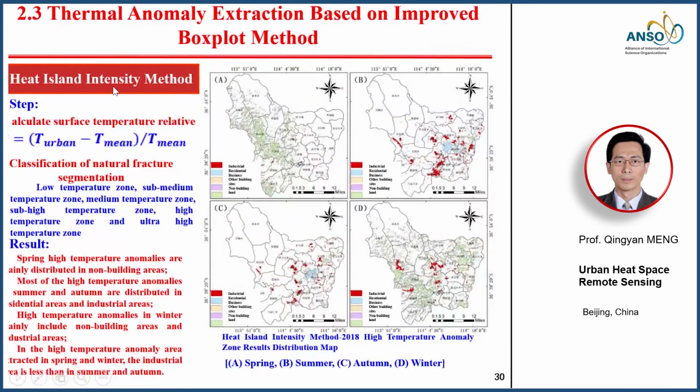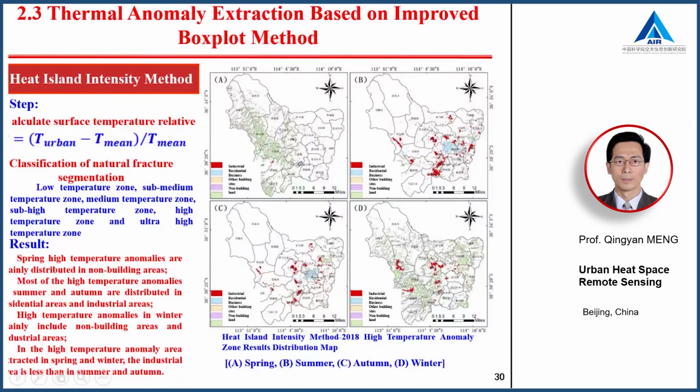You see, I have introduced to you the heat island intensity method. Even when we study the urban heat island intensity, we have different levels. Also here we use different levels, and then we study the land heat island intensity level, and then we can study the classification of the natural fracture segments, and we can see the method in the 2018 high temperature anomaly.